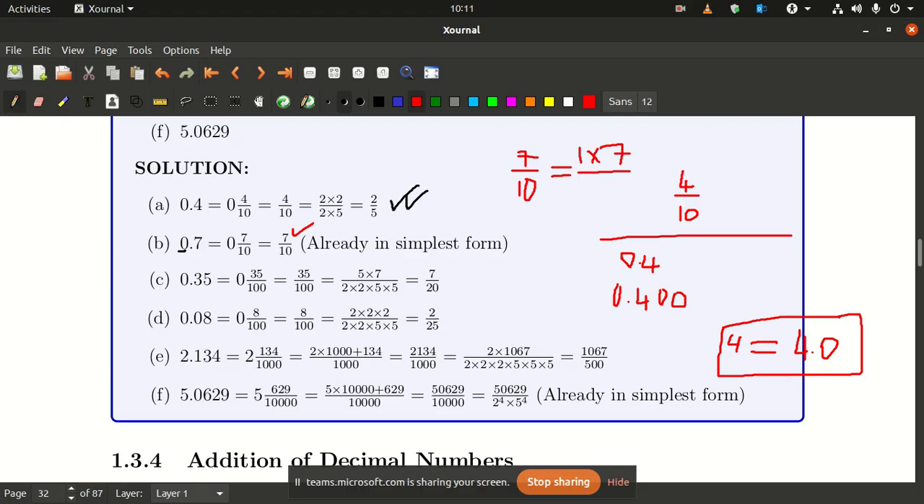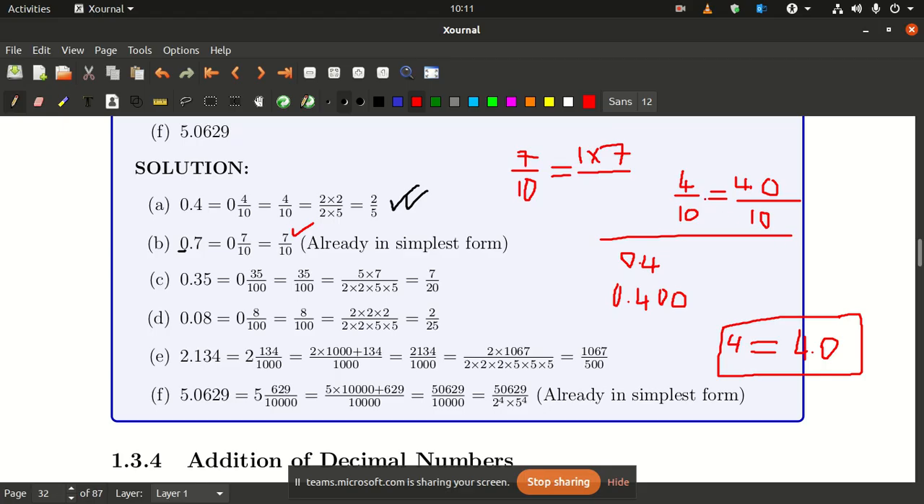4 is equal to 4.0. It is equal to 4.00. It is equal to 4.000000. As long as there is no non-zero number after the decimal, these two things are equal. Now, like I said, 4 is the same as 4.0, and then you put this decimal point here, and then you have a 0 there, and then divide by a 10. I want you to get this and make sure that you get it.